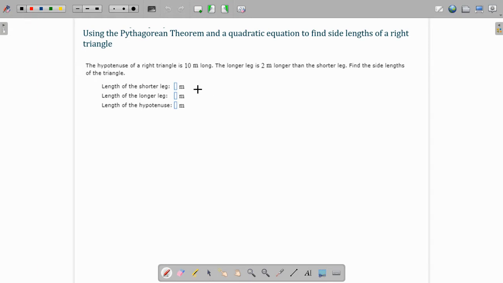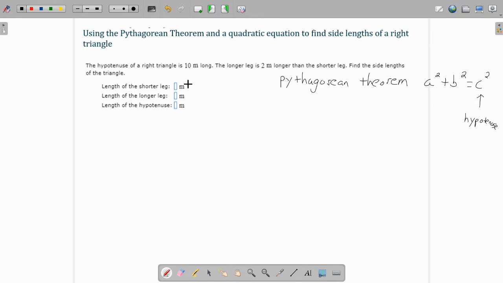The first thing we need today is the Pythagorean theorem. Most students know this already, and that's just a squared plus b squared equals c squared. And the key is this is your hypotenuse. Sorry, had to squeeze it in there. So this is your hypotenuse.